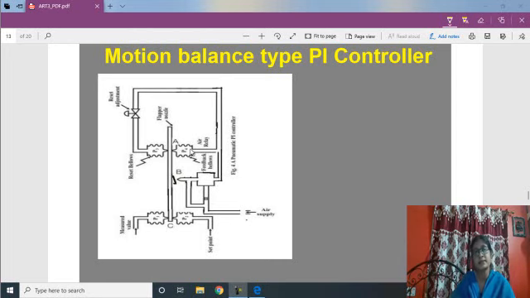In our last class, we discussed the motion balance type on-off controller, the motion balance type proportional controller, and finally the PI controller. Today we will show how the PI controller of motion balance type works, its mathematical model, and its functionality.